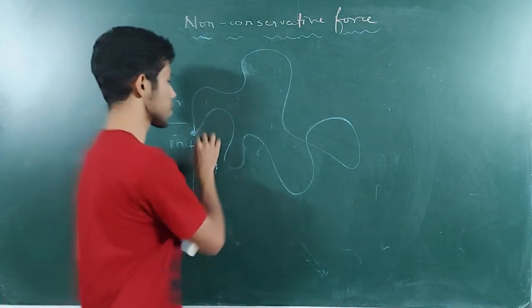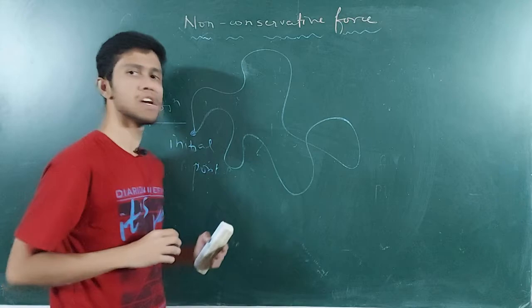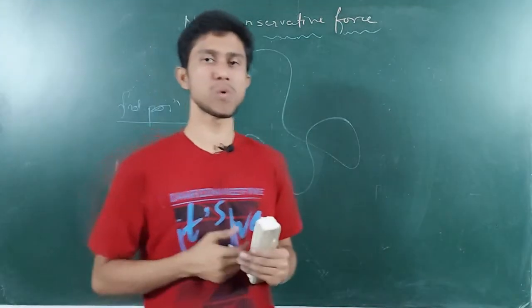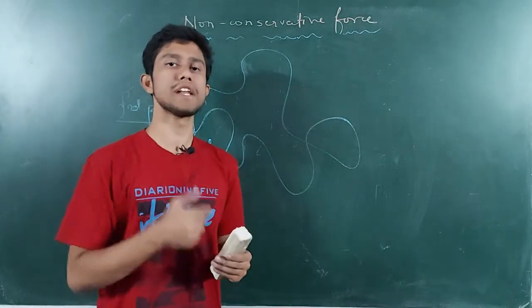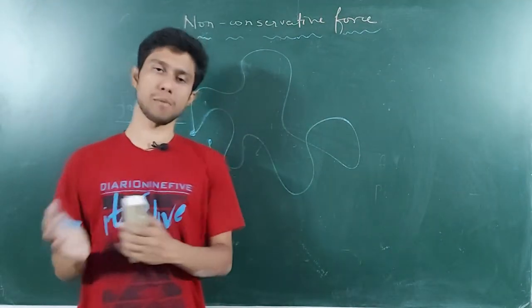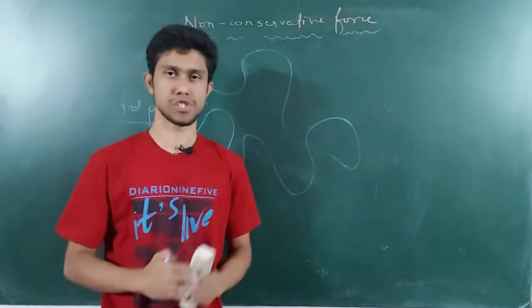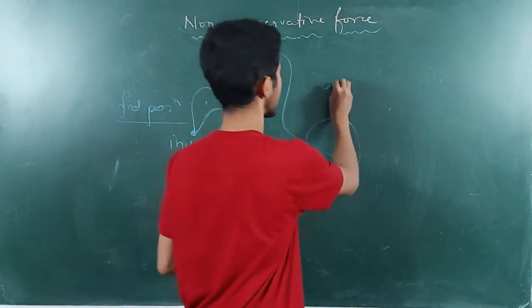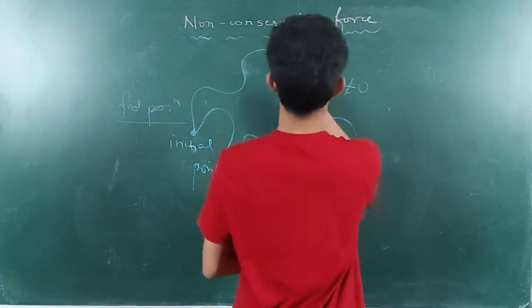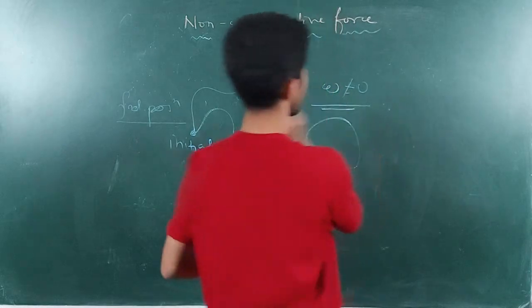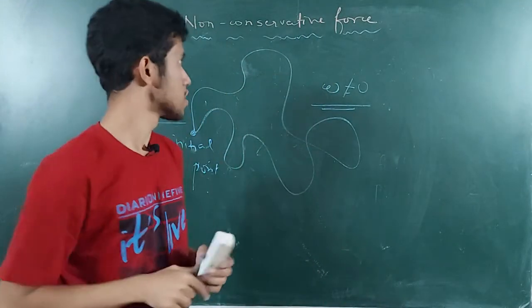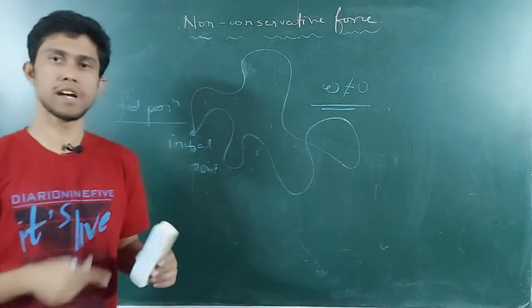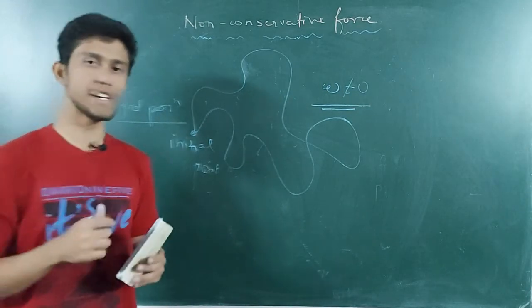So when it goes from the initial position to the final position, the work done will not be 0, but will have some value, and this value will increase with increase in the path taken from position 1 to the final position. Okay, so the work done here by the non-conservative force is not equal to 0. There will be some considerable amount. So this is the non-conservative force in case of the return journey.